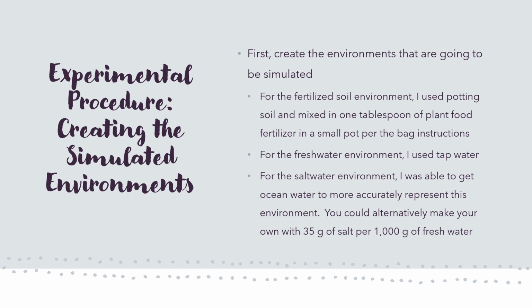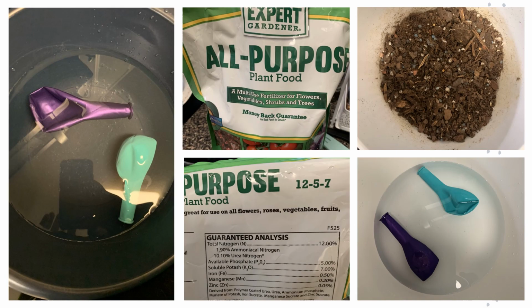For the fertilized soil environment, I used enough potting soil to fill the pot I had about halfway, and then mixed in 1 tablespoon of the plant food fertilizer I used, per the instructions on the bag. For the freshwater environment, I just used tap water, and then for the saltwater environment, I was actually able to get some ocean water. And here are just some pictures of the experiment in progress.